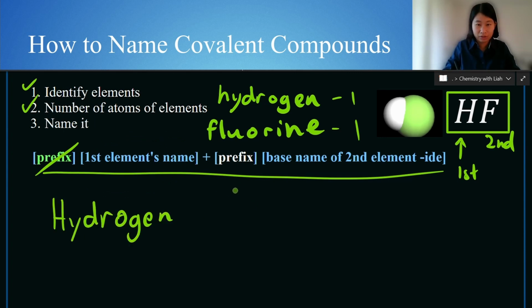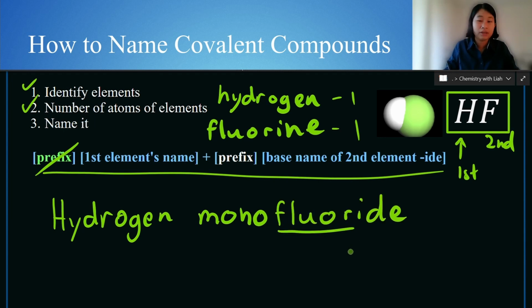Then we'll have the second part, which says prefix. Alright, so the prefix for fluorine is going to be mono because there's 1 fluorine atom. So mono. And then base name of the second element with the ending IDE. So we're going to have fluoride. Okay, so fluor is going to be the base name for fluorine, and IDE is going to be the ending. So HF is called hydrogen monofluoride.